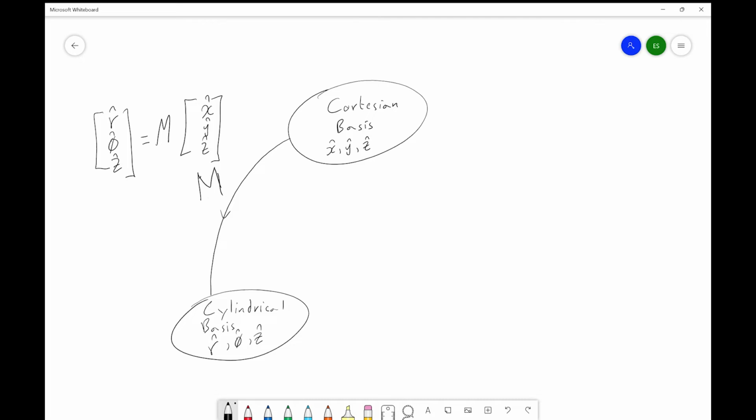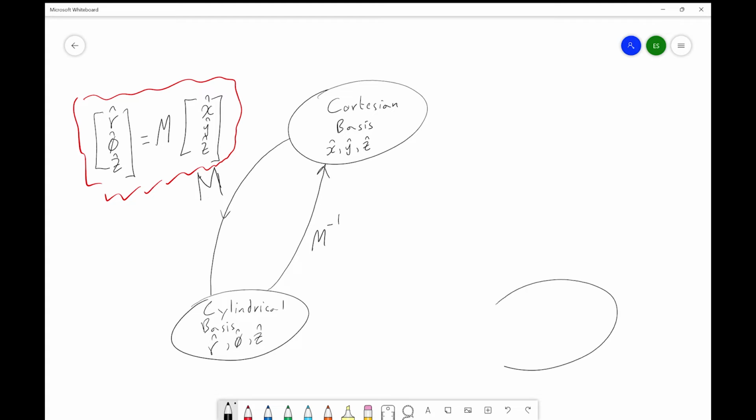So this is how you encode that transformation, and you can encode it this way only because this transformation is linear. We will write it down exactly in a bit, but this is what the transformation would look like. The advantage of writing it this way is that now going back is easy. Going back is simply a matter of multiplying r hat, phi hat, z hat by M inverse. So to go in one direction, it's M. To go in the opposite direction, it's M inverse.